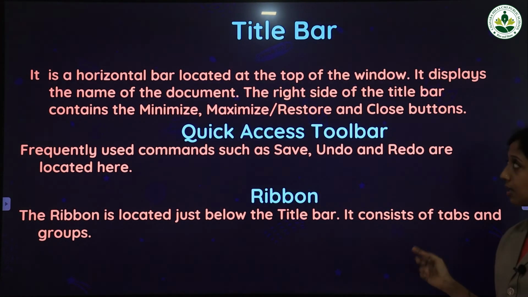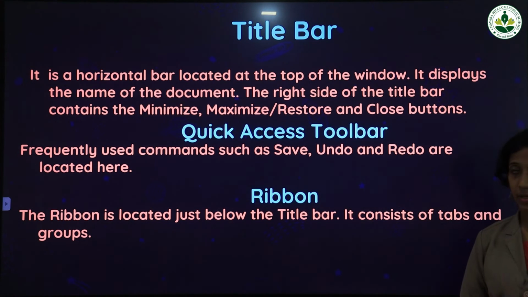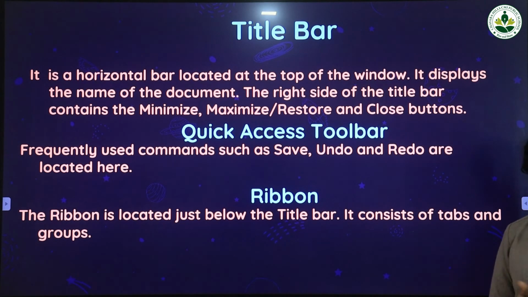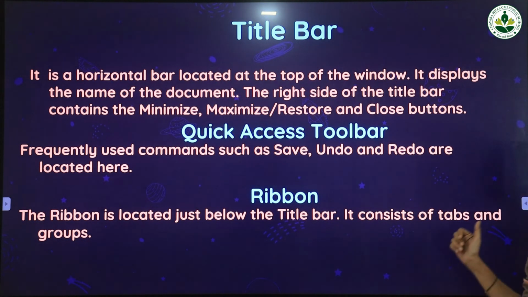It is a horizontal bar located at the top of the window. It displays the name of the document. The right side of the title bar contains the minimize, maximize, restore and close button. So first we are going to learn about the title bar. Title bar is the bar that you can see at the top of your window, and it displays the name of the document. We will have a name for the document, and that name will be displayed at the top of the window. So that is the title bar. And on the right side you can see minimize, maximize or restore and close buttons.